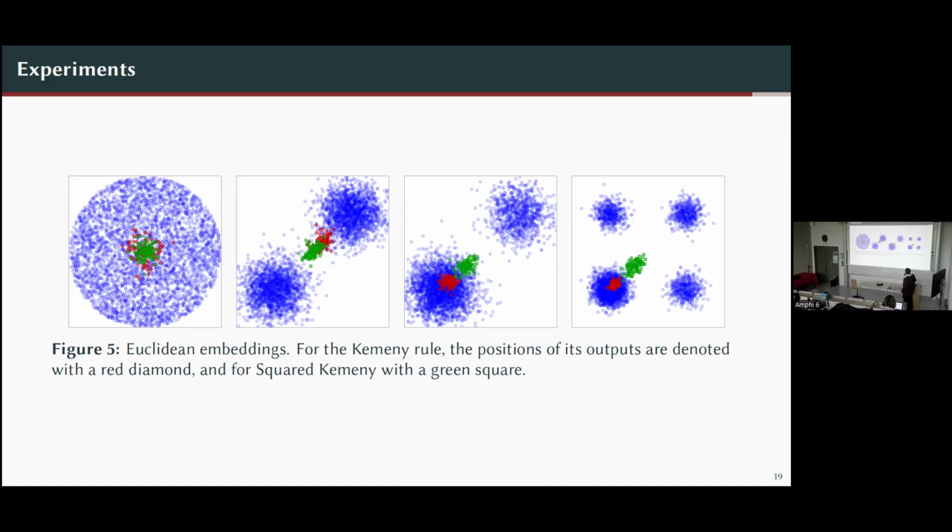But now I make these Gaussians have different sizes. So this one has maybe 70% or 75% of the voters, 25% of the voters sampled here. And then we can see Kemeny goes into the middle of the larger cluster where Squared Kemeny interpolates between them. And here's a similar picture with 4 clusters, one bigger than the others.